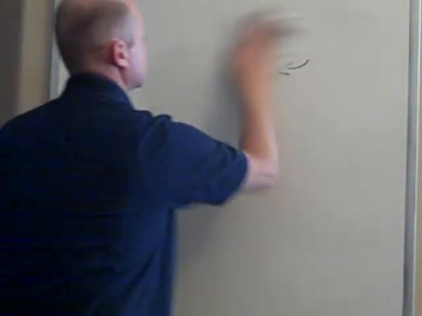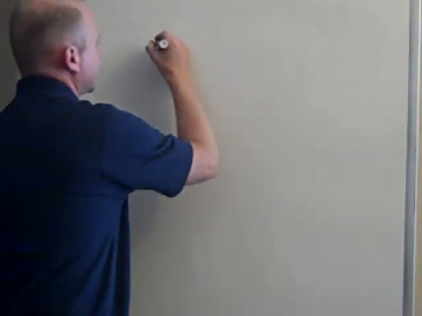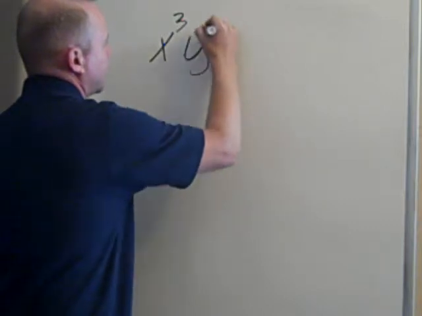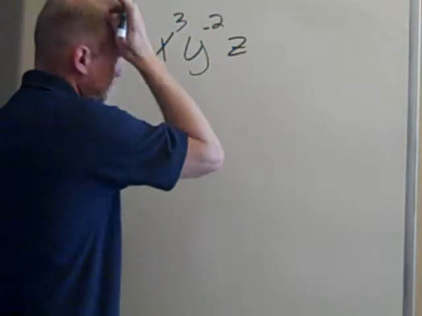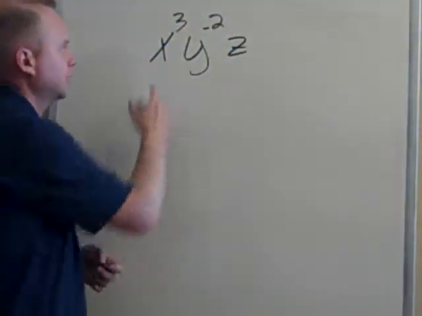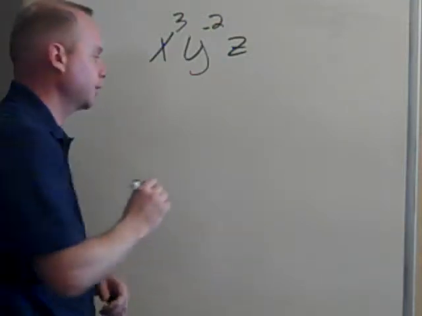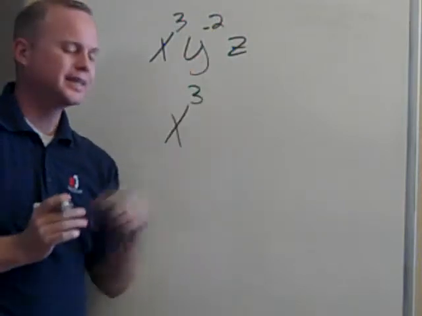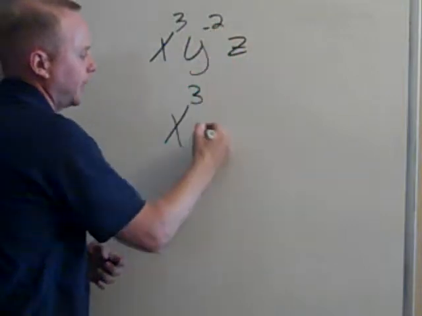Okay, so let's look at another one here. If I have x to the third, y to the negative 2, z. On this particular one, this 3 only applies to the x. It's already positive, so I'm going to leave it right where it's at. X to the third. This y, however, is a negative, and we can't have negatives in the exponent. The way we get rid of those is we move it down a floor.